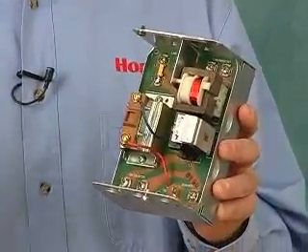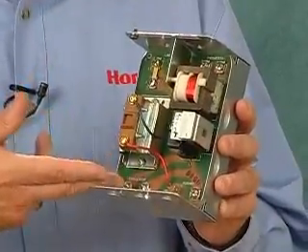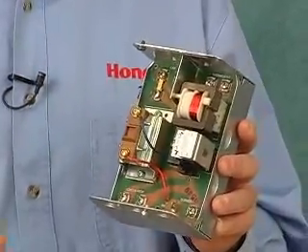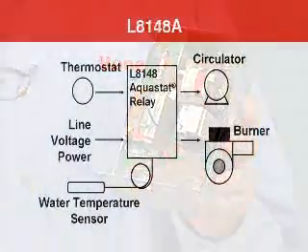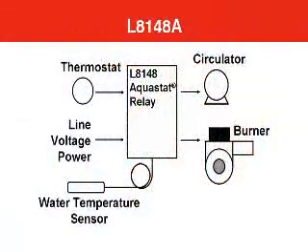It also has electrical terminals, so it can be the central wiring point for the entire boiler. In a typical boiler application, the aquastat relay controls the burner and the circulator. It monitors the boiler water temperature with a remote bulb sensor and watches for a call for heat from the thermostat. The next type of boiler control to consider is the triple aquastat relay, like this L8124.